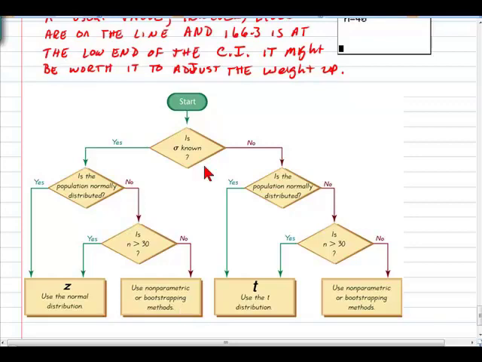If the standard deviation is not known, you still need to ask yourself, is the population normally distributed? If it is, use the t-distribution. If it's not, as long as the sample size is sufficiently large, you can still use the t-distribution. Otherwise, you have to use the bootstrapping methods, which come integrated with software such as SPSS.